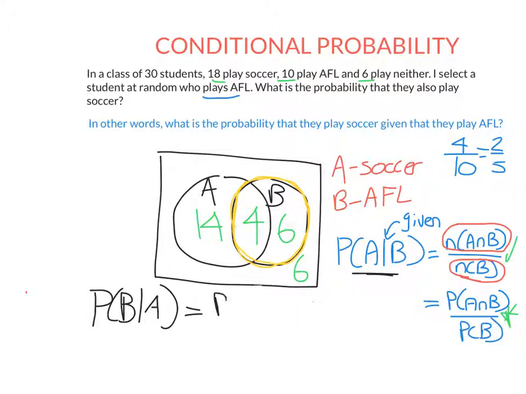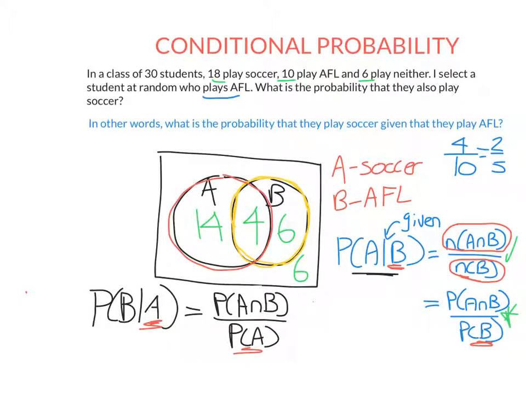So I still get probability of A and B on top. Note A and B, B and A are exactly the same thing, but on the bottom goes probability of A. So whichever one comes second in the probability, that goes on the bottom. Here, B came second in the probability. Given B, that goes on the bottom. So now, when I'm finding the probability someone plays AFL given that they played soccer, I'm saying I know I'm in this soccer circle.